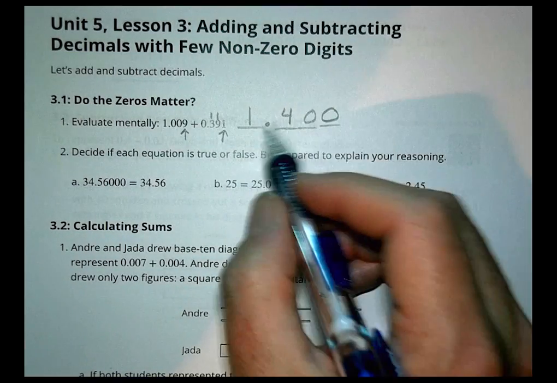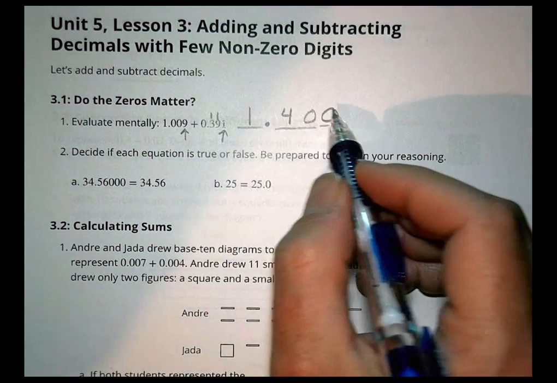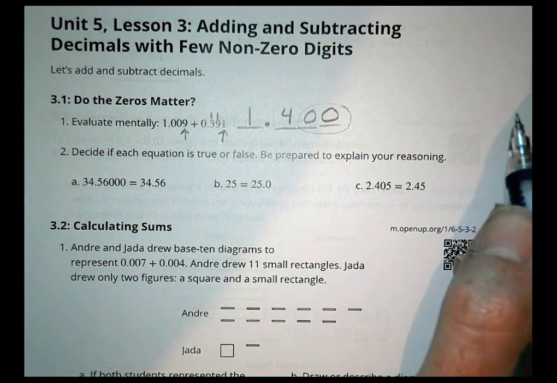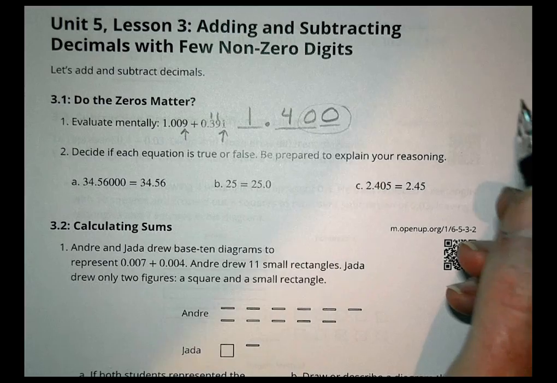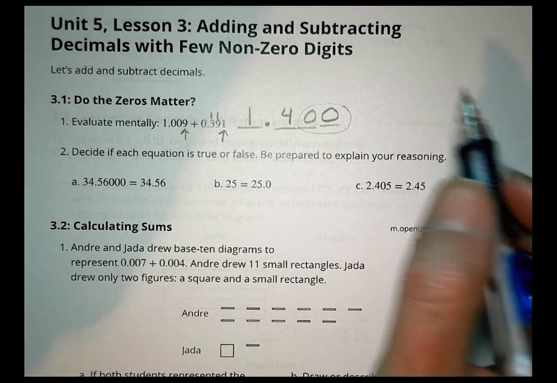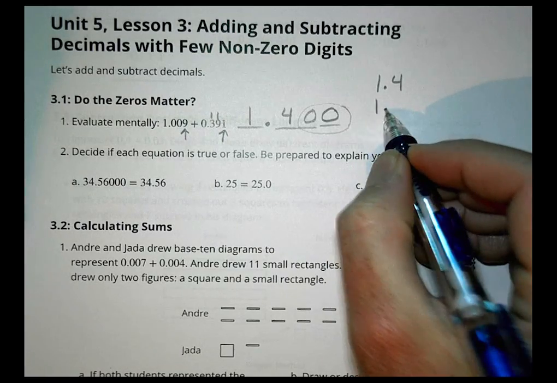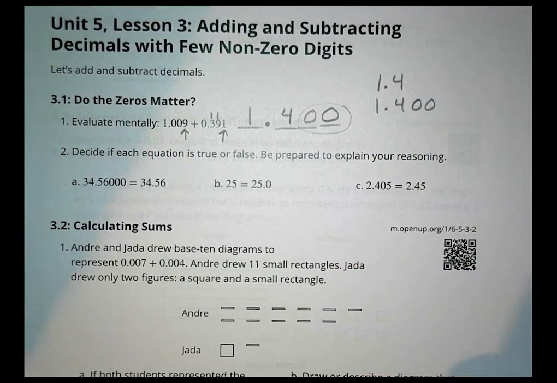Now at this point I have 1.400. The question is, do these zeros even matter? Talk to your neighbor. What do you think? Do those zeros even matter here? Is there any difference between 1.4 and 1.400?